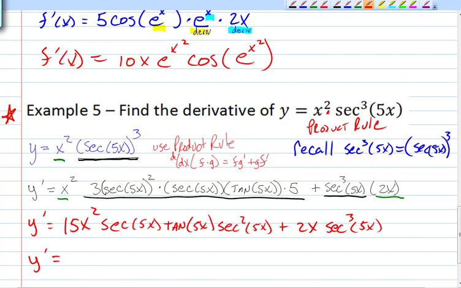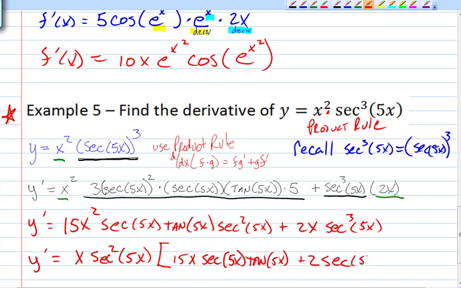And I do have some common factors I can pull out. I have an x secant squared 5x that I can pull out that's in common, and that's going to leave behind 15x secant 5x, tangent 5x, plus 2 secant 5x. No, I can pull out a secant cubed, can't I? Because that term goes away. Secant times secant squared is secant cubed. So that leaves behind 15x when I factor the x out, times tangent 5x, plus 2, and that's it.